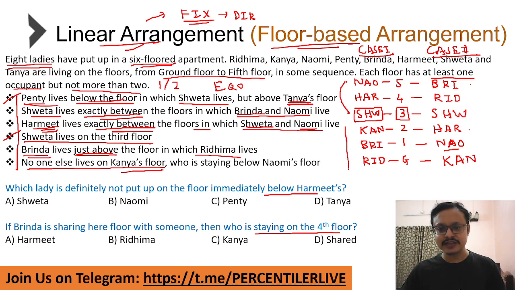So in the first case, there are 3 floors available, out of which the second floor is not available for Penty and Tanya. Why? Because no one else lives on Kanya's floor. Which means, given that only the first and ground floors are available, it must be Penty on the first floor and Tanya on the ground floor.